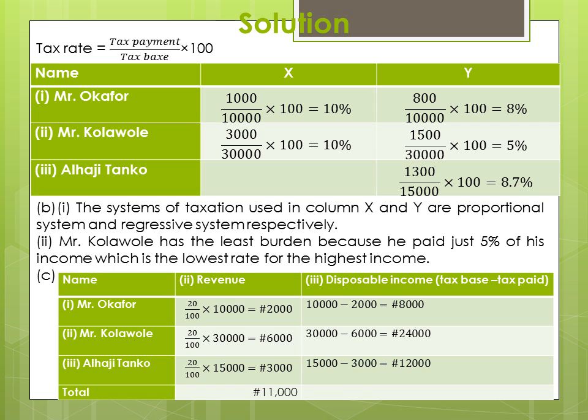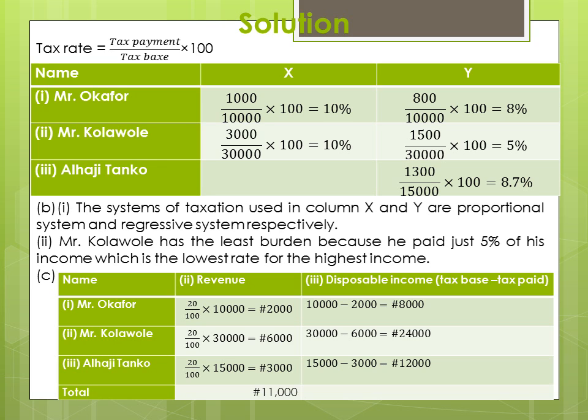Under column Y, tax payment by Mr. Okafor is 800, divided by income or tax object which is 10,000, multiplied by 100, is 8%. For Mr. Kolawole, who paid 3,000 naira as tax and his tax base is 30,000, multiplied by 100 will be 10%. Under column Y, Mr. Kolawole paid 1,500 as tax and his income is 30,000, multiplied by 100 will be 5%.